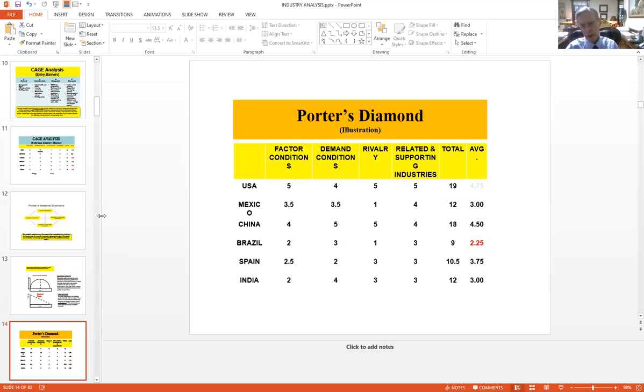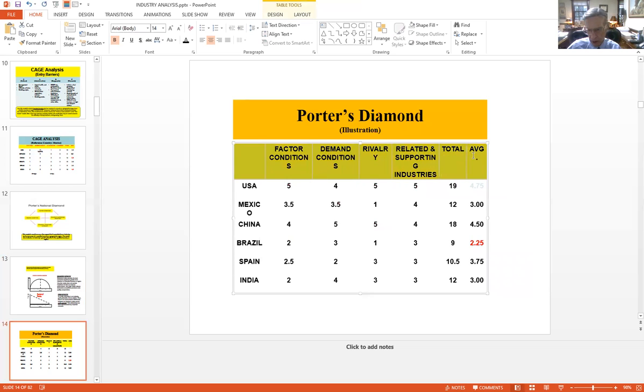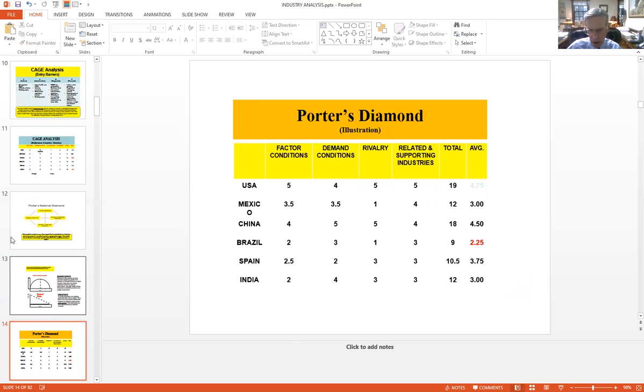Here's a way, again, of using a scorecard to represent the results of a five forces analysis. And it looks like what I've got to do here is fix the size of the, there we go. That's a lot better, isn't it?